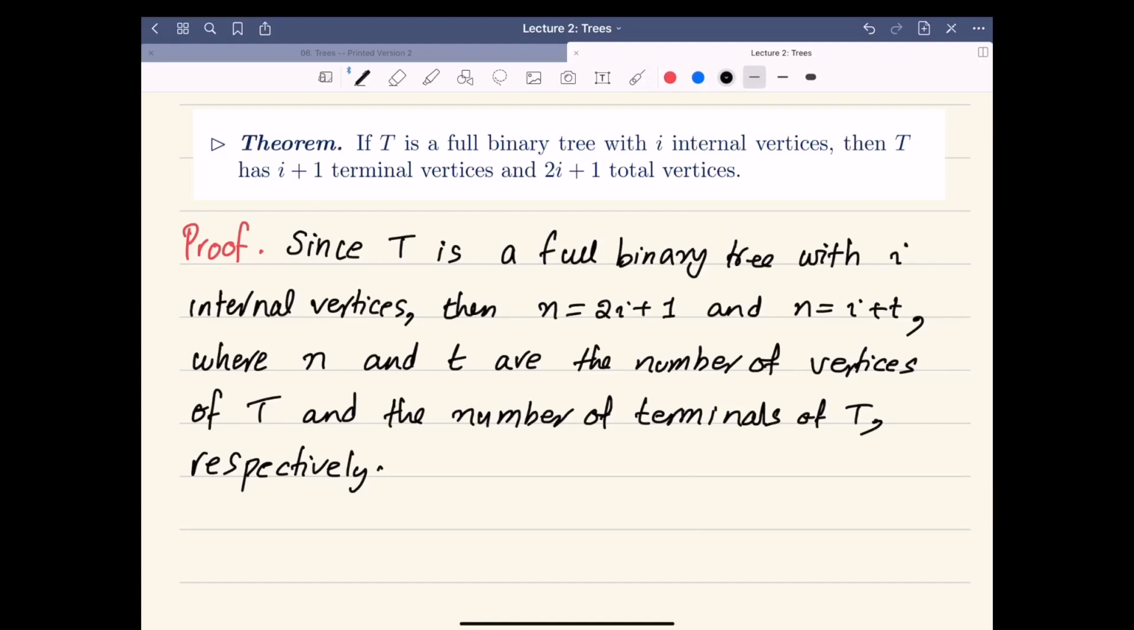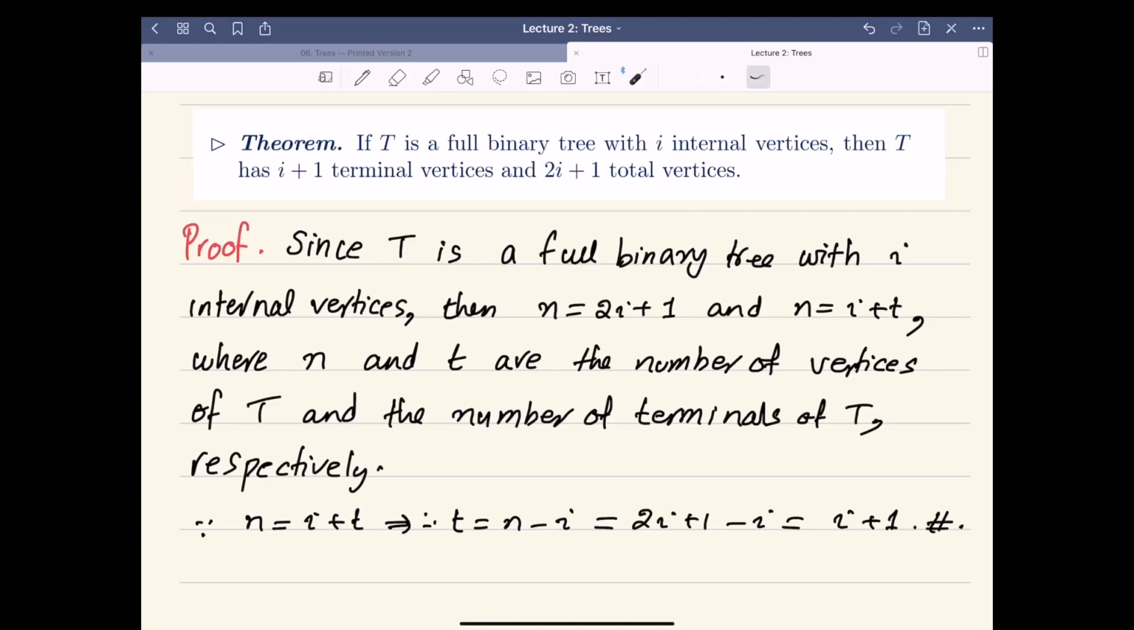Since n is equal to I plus t, t is equal to n minus I. And we already have the equation for n, so we substitute. We will have 2I plus 1 minus I, which gives I plus 1, and this will complete the proof, because we needed to prove that t is equal to I plus 1.